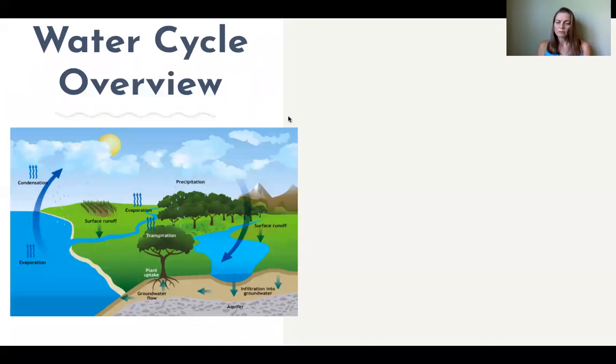We also have a few little mini processes within the water cycle. So we have uptake by plants, and then what we call transpiration, and we'll talk a little bit about that one as well. So the water cycle, just like all of our other cycles that we've talked about, is the movement of water in different forms through different sources and sinks.